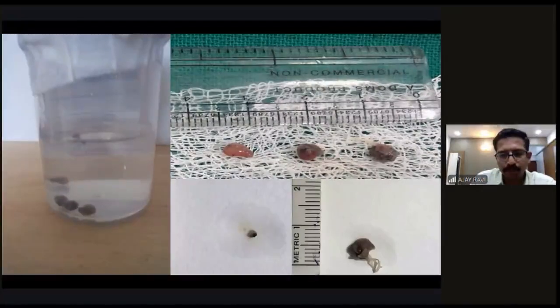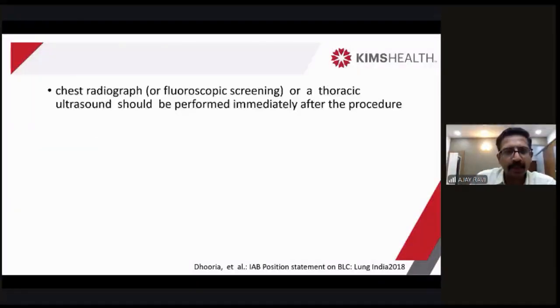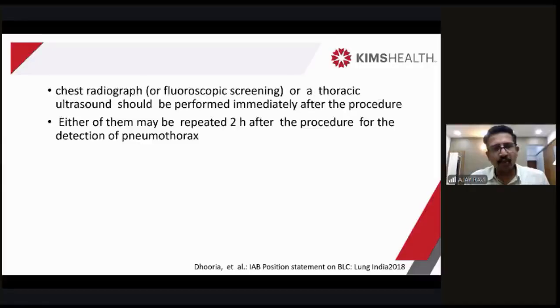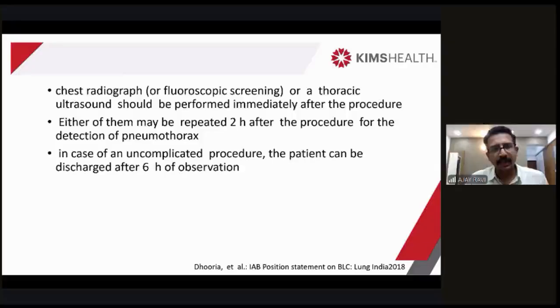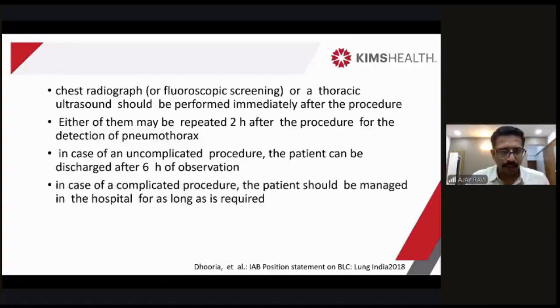Once you're done, post procedure, just collect the specimen. You have to get a radiograph done, or if you are using fluoroscopy, you can do a fluoroscopy screening. After 2 hours, it is also recommended to repeat an X-ray to make sure that there is no pneumothorax. After the procedure, on the table, you will extubate the patient, and the patient will be shifted to the observation unit on oxygen support, without an airway, without a ventilator, on spontaneous ventilation. You should have at least 6 hours of observation, but usually we keep the patient for a day and discharge on the next day.